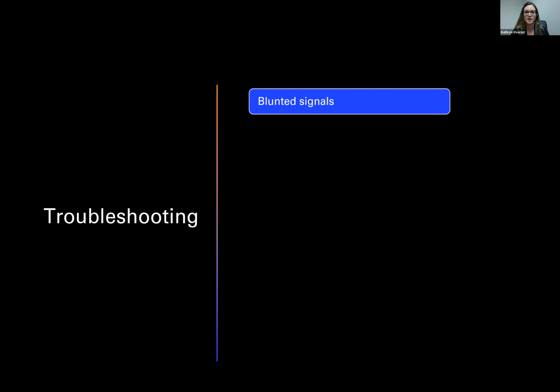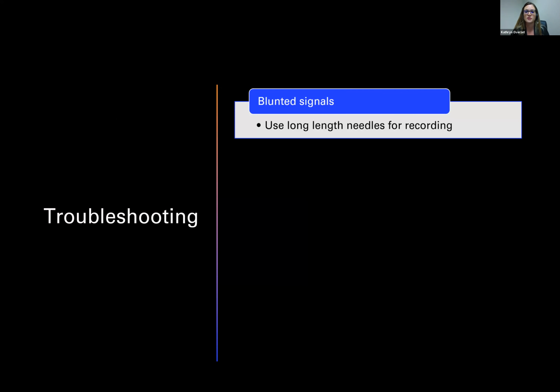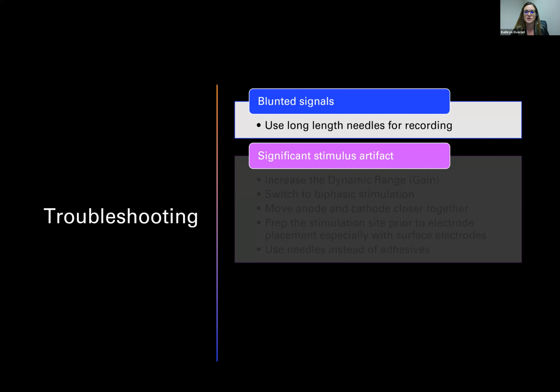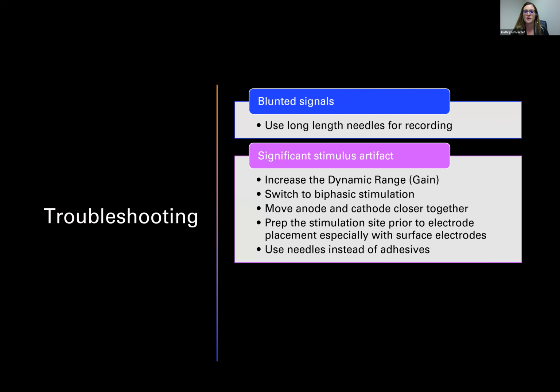So some things to keep in mind for troubleshooting: if you're getting blunted signals, you might need to use longer length needles for recording from the anal sphincter. If you're having a significant stimulus artifact, some things you can do to remedy that would be to increase your dynamic range, switch to biphasic stimulation. You can move your anode and your cathode closer together. And if you're using surface electrodes, make sure you've really prepped your stimulation site well prior to placing the electrodes. Or like I mentioned, alternatively, use needles instead of adhesives.